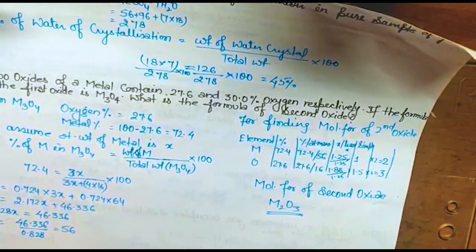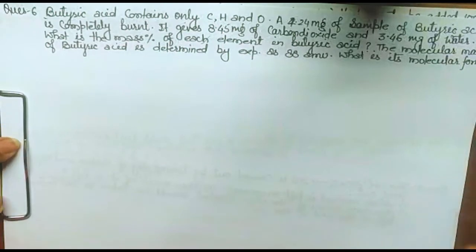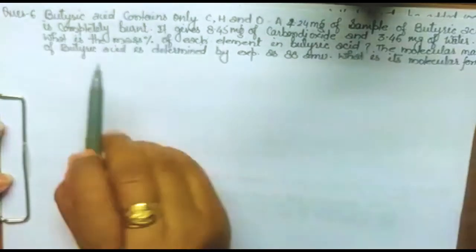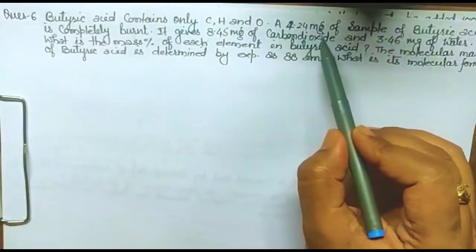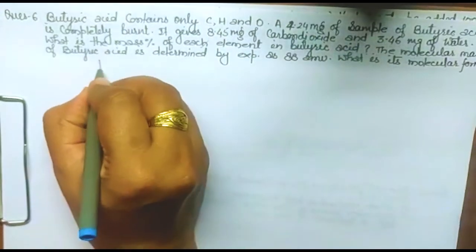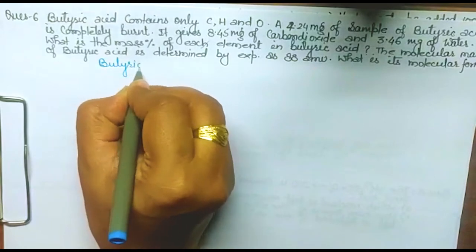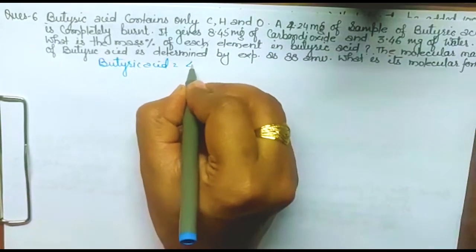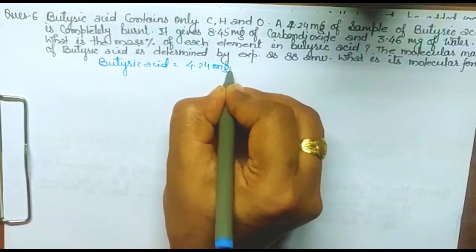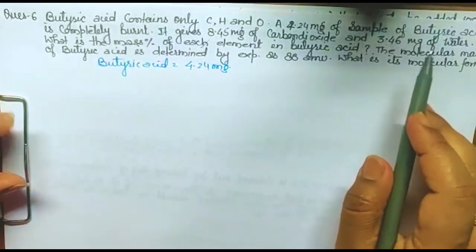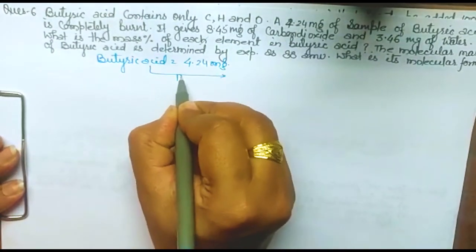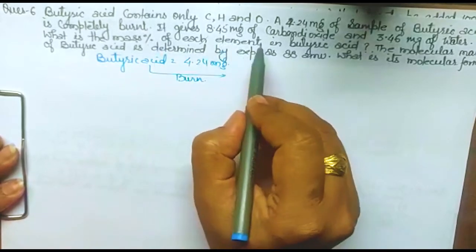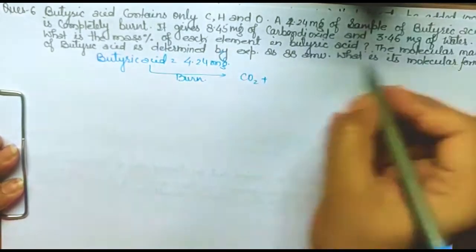Okay, so now let me start the next question. Yes class, this is question number 6. It says that butyric acid contains only carbon, hydrogen and oxygen. A 4.24 milligram sample of butyric acid is completely burned, and on burning, this gives carbon dioxide and water.